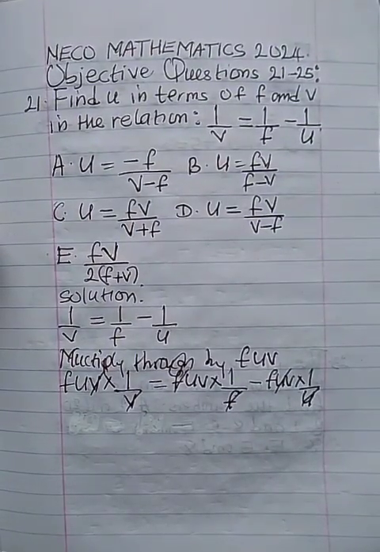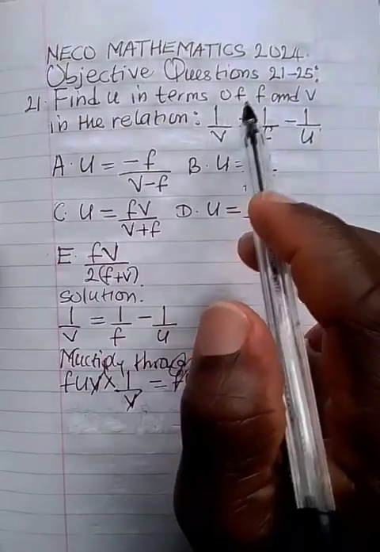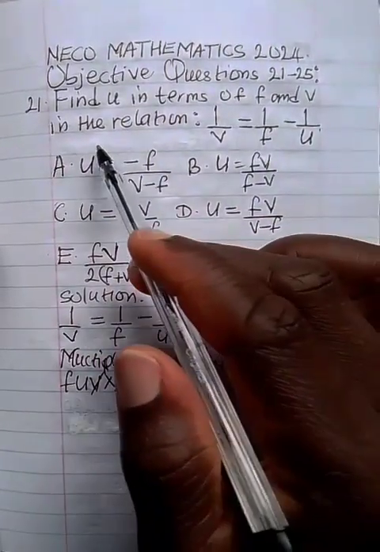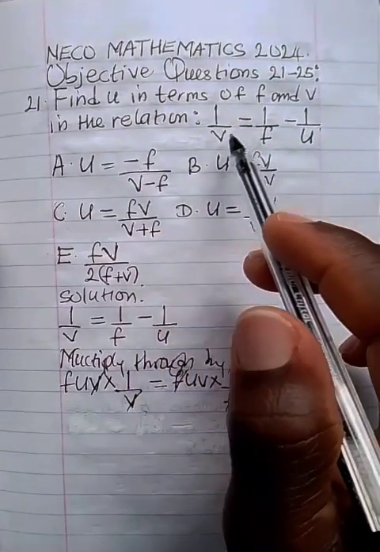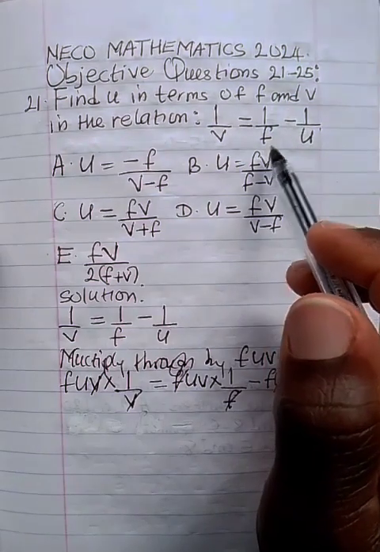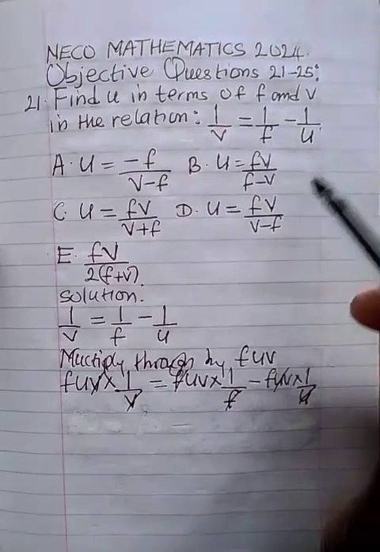NECO Mathematics 2024 Objective Questions 21 to 25. Question 21. Find U in terms of F and V in the relation 1 over V equals 1 over F minus 1 over U.